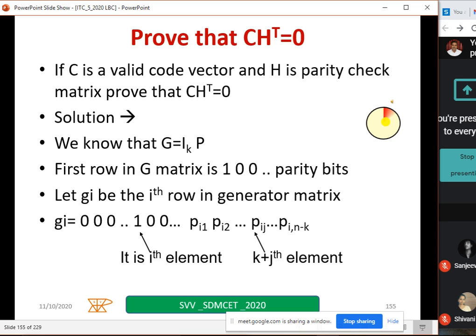We know that G equal to [I P]. First row in the G matrix is 1, 0, 0, 0 followed by parity bits. Let Gi be the ith row in the generator matrix. You can write Gi equal to 0, 0, 0, 1 followed by so many zeros, then Pi1, Pi2, followed by so many Pi3, 4, 5, then last is Pi(n-k). Hope all of you can understand what is the meaning of Gi. I'll wait for another few seconds. Then I'll go to the next slide.